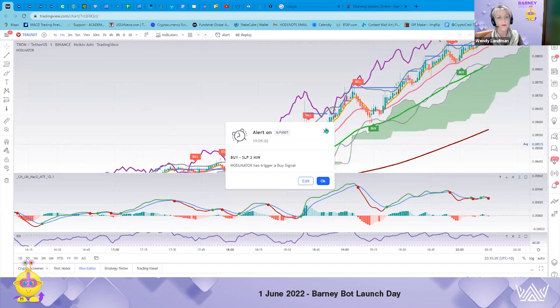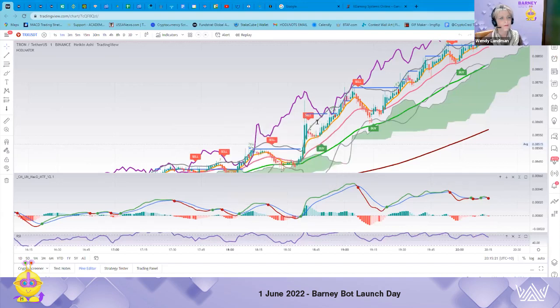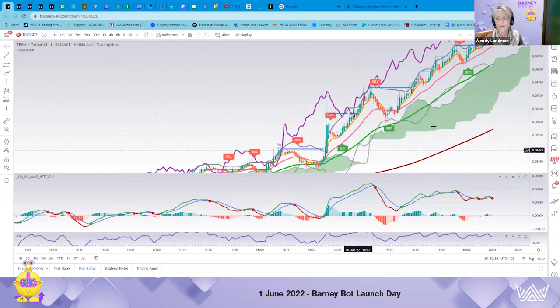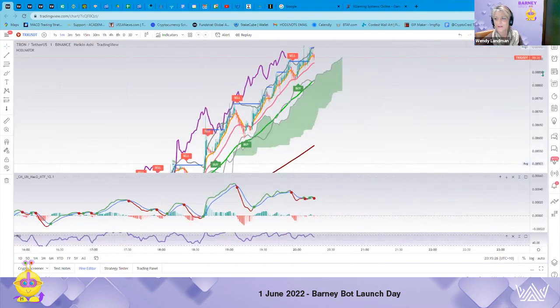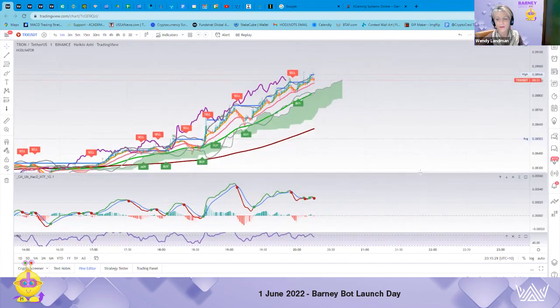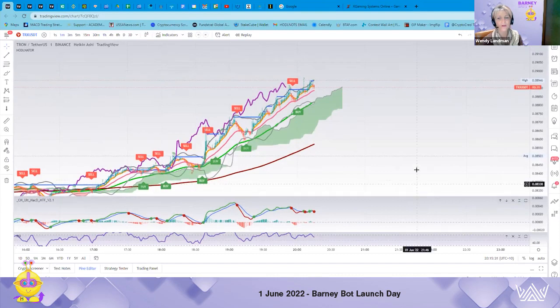Okay, so we were looking at this coin earlier because we were doing a training, and you can see that it has a massive, nice run in it. And you can see the Hodlnator in the background if you have never seen it before. We teach you how to read this, but this coin is running in case you want that extra free tip. Tron's been running and it's looking really good.